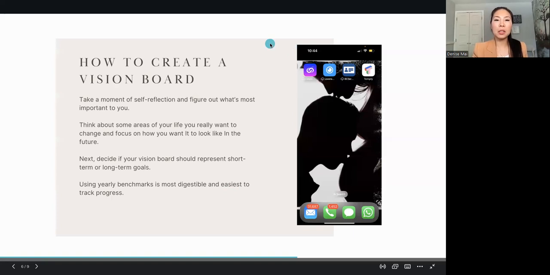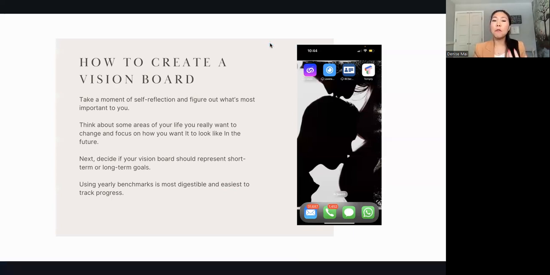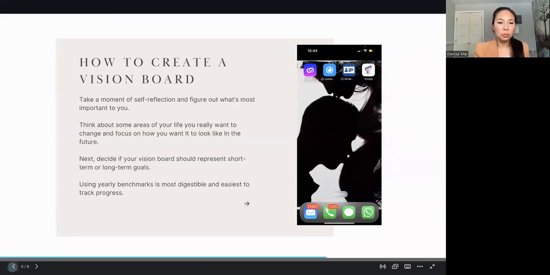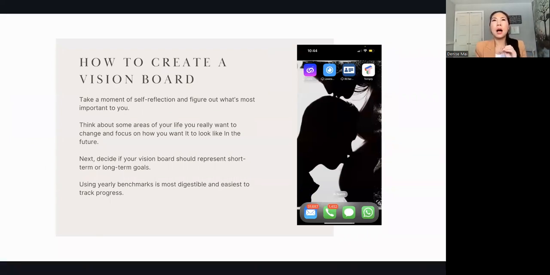Think about some areas of your life you really want to change and focus on how you want it to look like in the future. A lot of times right now we might feel stuck in a certain situation. You might feel stuck in a situation where there's nothing you can do. But let's say, for example, I'm going to give you an example.